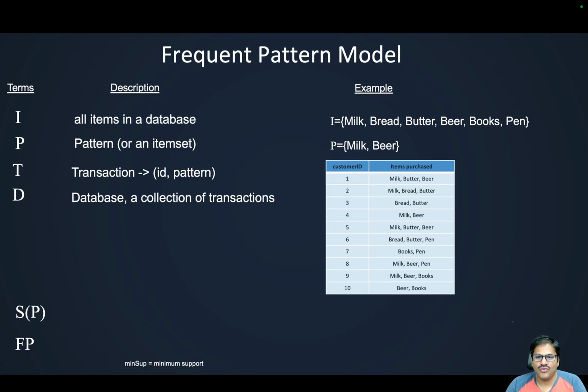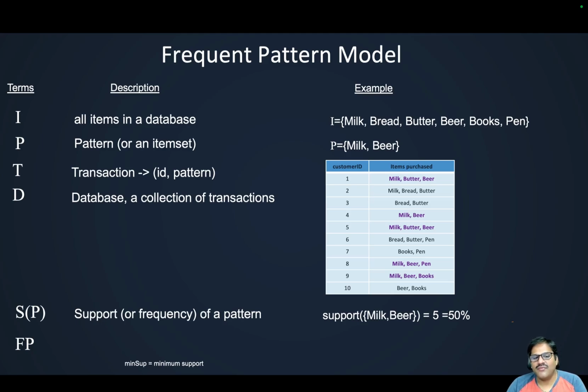In this sales data, there are some useful patterns. To find those useful patterns, we use a measure called support. Support is nothing but the normalization of the frequency measure using the total number of transactions in a database. For example, the support of the pattern milk and beer in the data is 50% because out of 10 transactions, the pattern milk and beer has appeared in 5 transactions.